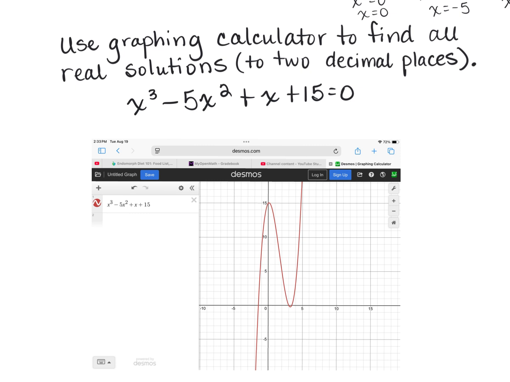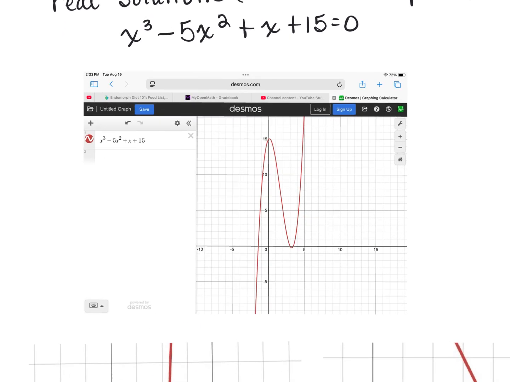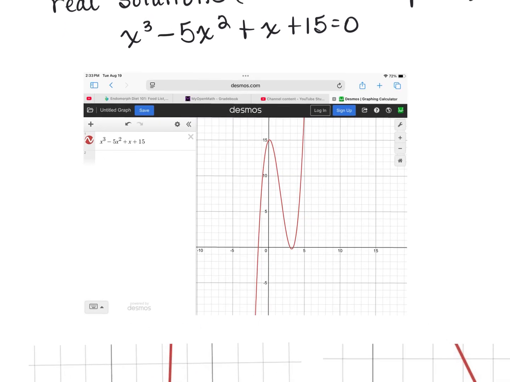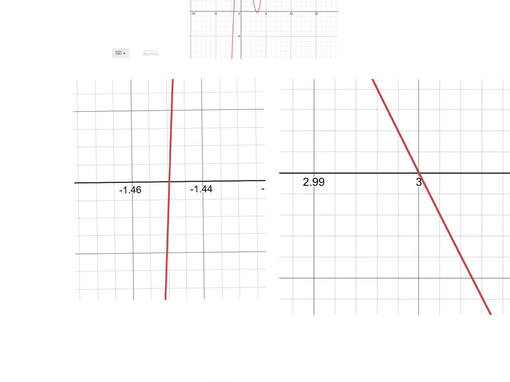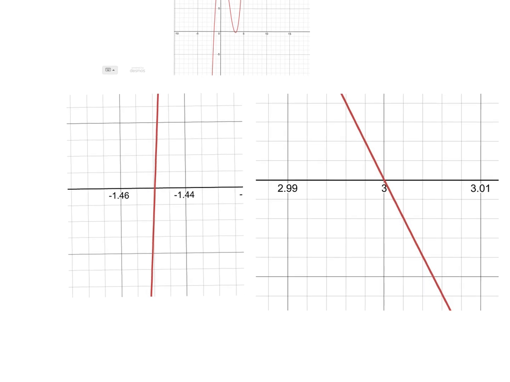So what I've done is gone on to Desmos, and I have graphed this cubic function on here, and I zoomed it until I could see it all. So I can see from here that this is going to hit in 3 different places. So what I've done is given us 3 different pictures zoomed in for this. So I have the first 2 are here.